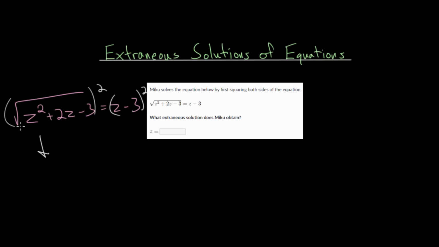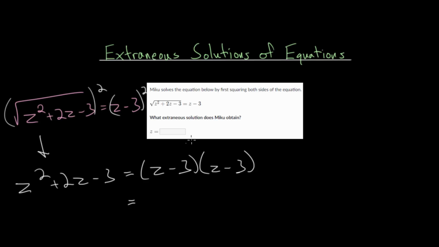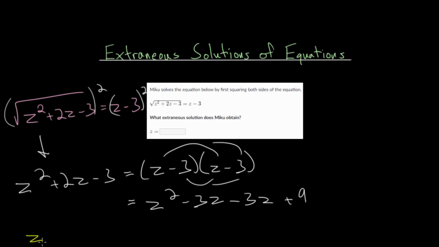And on the left-hand side, the square root and the square will cancel so that you get z squared plus 2z minus 3. And on the right-hand side, you'll have to multiply this out. So that will be z minus 3 multiplied by z minus 3, which distributing z to each of these, you get z squared minus 3z. And distributing minus 3, you get minus 3z and plus 9. Now we can rewrite everything. So on the left-hand side, we have that z squared plus 2z minus 3 would be equal to this right-hand side, which is z squared minus 6z if we combine these, plus 9.